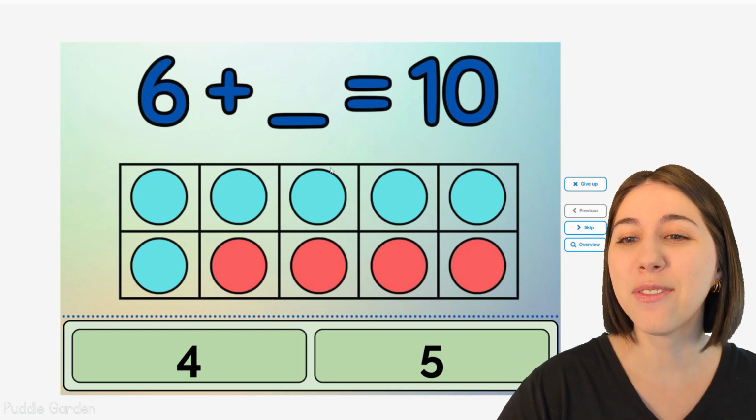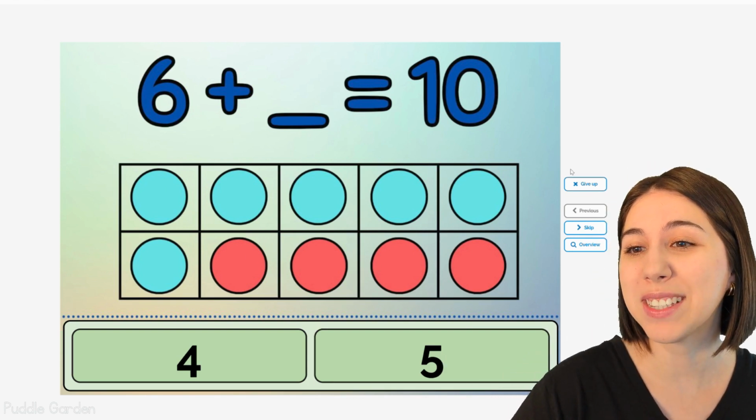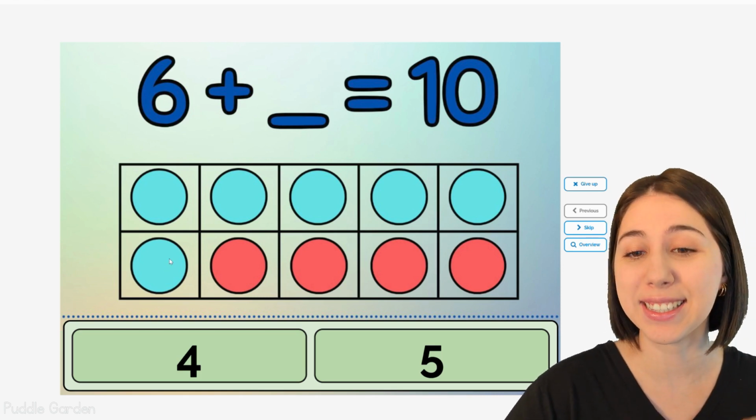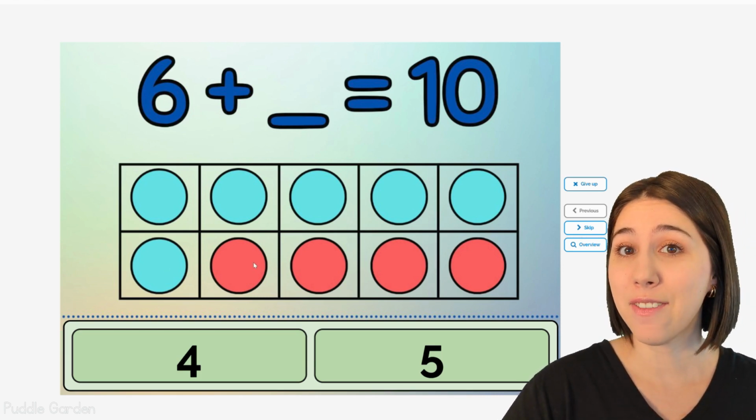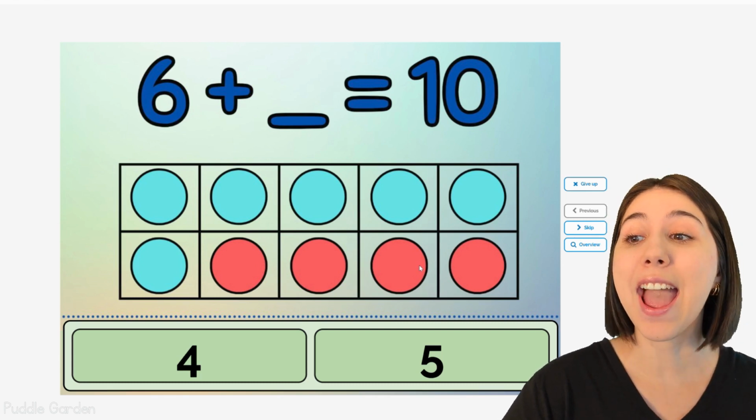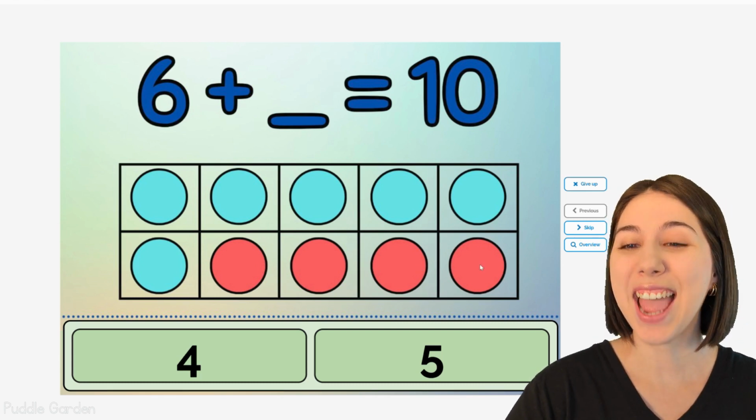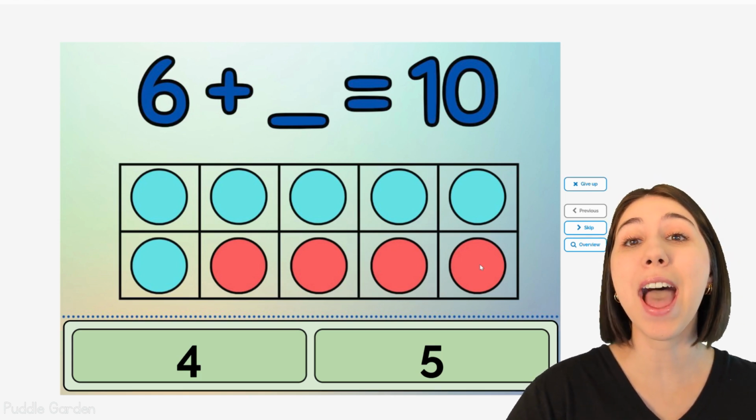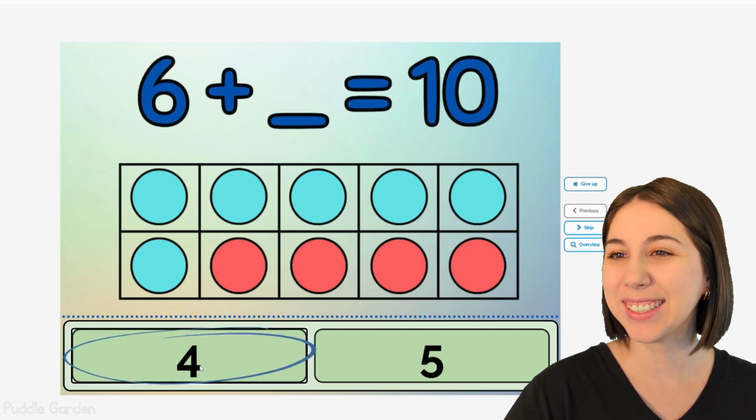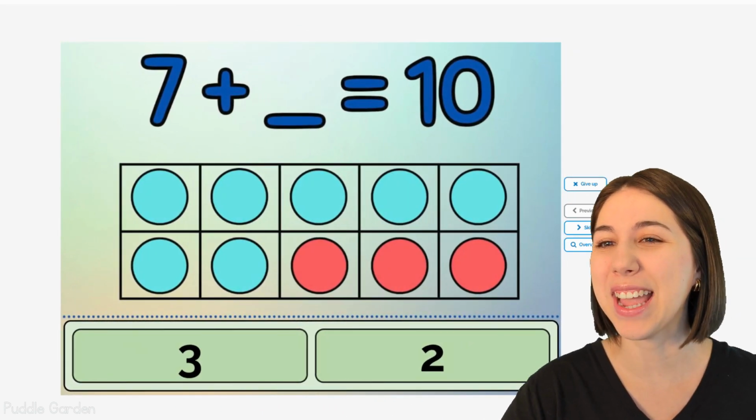No, let's try 4. Let's count out 4. If we have 6 and we're gonna add 4 more, we're gonna count on, let's try it, 6, 7, 8, 9, and 10. So we had 6 and we added 4 more, and that equals 10. Let's check it. And we got it correct.